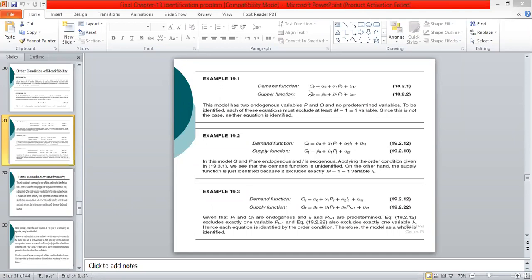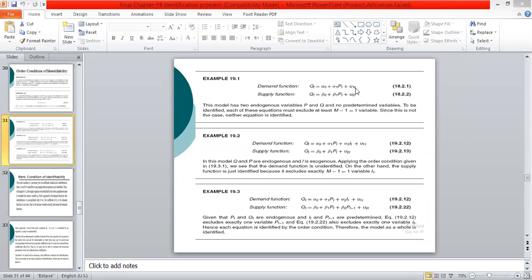Lowercase m, small m, equals the number of endogenous variables in the given equation. So this is our given equation. There are two endogenous variables, Q and P. Lowercase k shows the number of predetermined variables in the given equation. Again, look, there is no predetermined variable. So lowercase k is equal to 0.